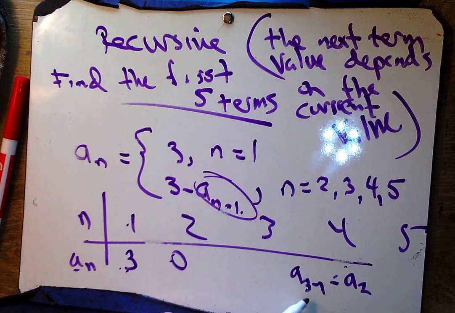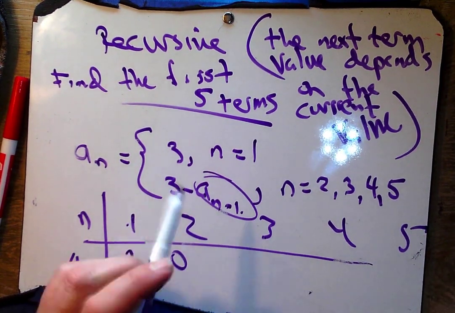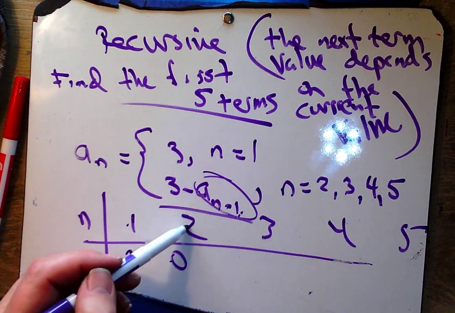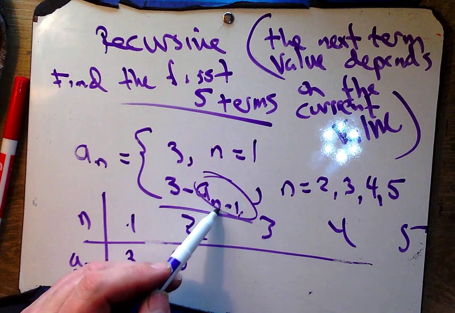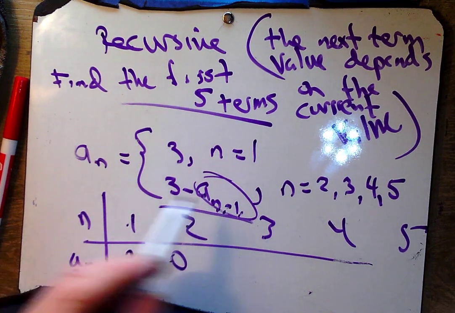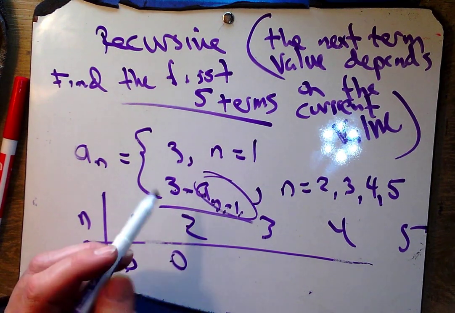The value of that doesn't make sense to me. Sorry. Hold on. Look at that again. A sub n minus 1. The nth term is 2. 2 minus 1 is 1. A sub 1, 3. 3 minus 3, 0.